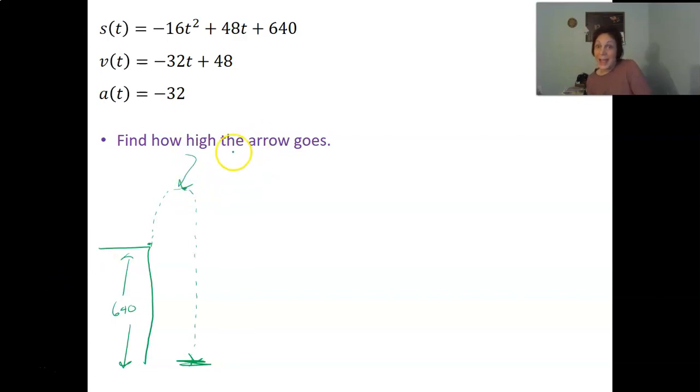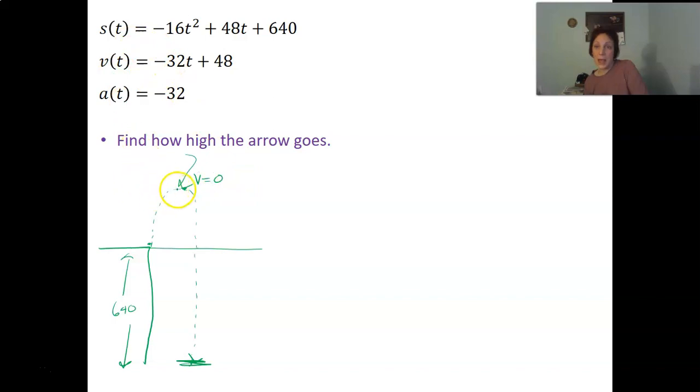So I know it's bigger than 640, right? But I also know something about maximum height. I was going to say that we know that it's half a flight of time, but you notice this trickery here. For this arc, this would be half the time. But then once it gets back to this level, there's some more time in there, so we would have to be careful about that. How high the arrow goes, we also know that at the top, the velocity is 0.